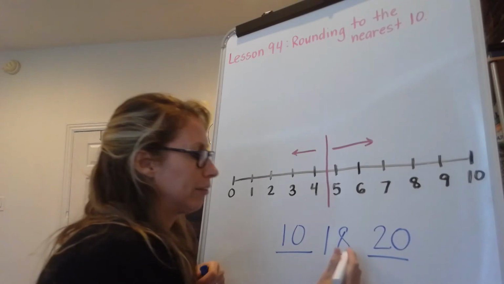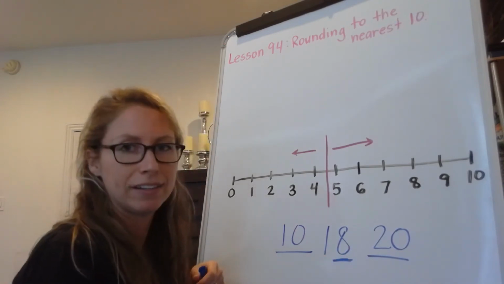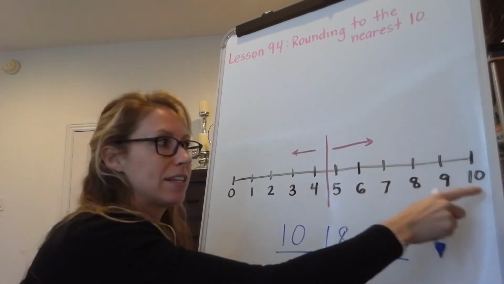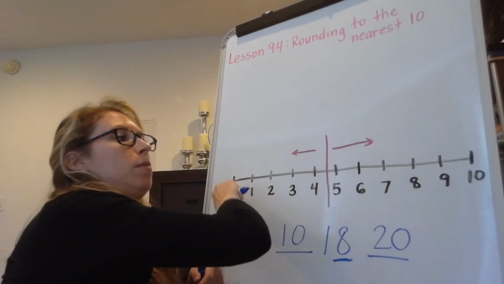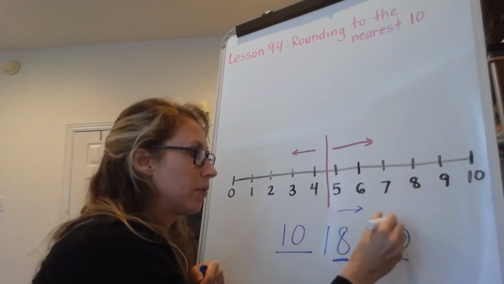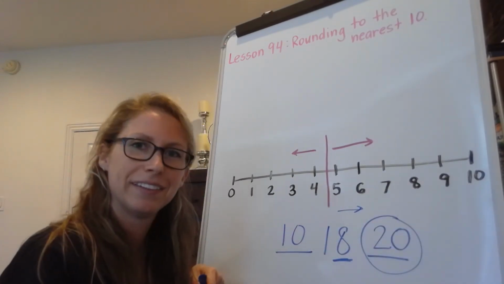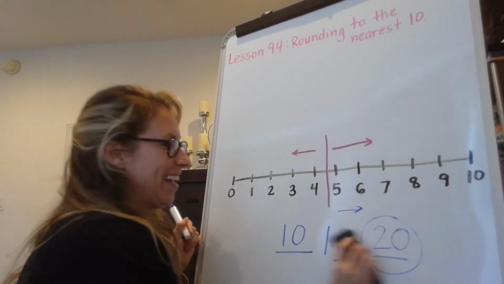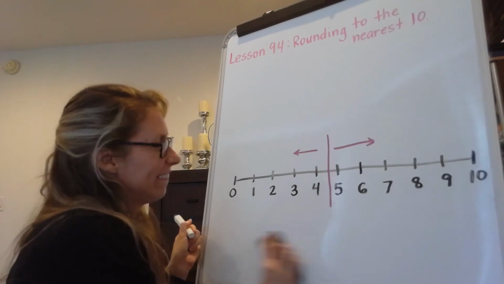Now which way will it round? It ends in an 8. If something ends in an 8 in the ones column, will it round to the next 10 or back to the 10 before it? It'll round to the next 10, so it rounds up to 20. Good. We will try just one more, and then I'll let you go.